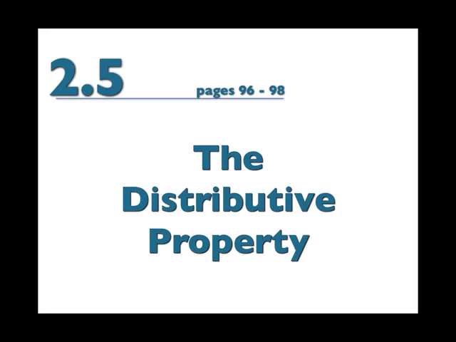Okay, we're just about done with chapter 2. We've got a few lessons to go, and this is another one that probably is going to be a bit of a review for you. Chapter 2, Section 5, the distributive property. You can find this on pages 96 through 98 in your red textbook.